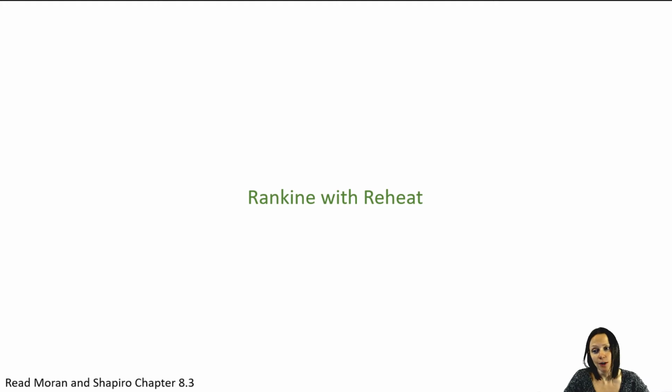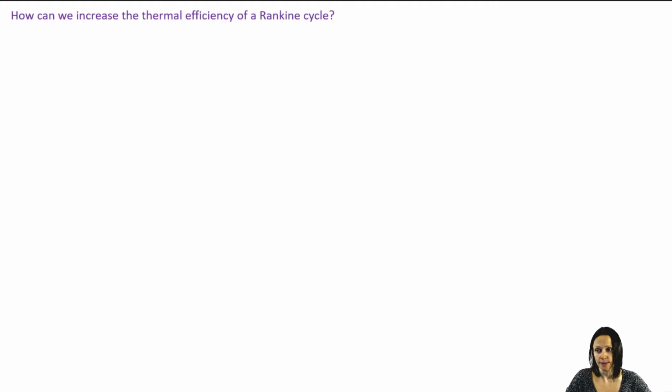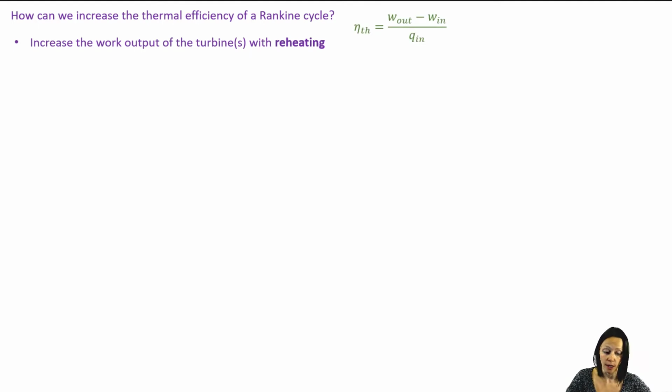This time we're going to talk about the Rankine cycle with reheat. So how can we increase the thermal efficiency of our cycle? One way we can do that is by increasing the work output of the turbines with reheating, and that will increase the work net output and thus increase the thermal efficiency of our cycle.